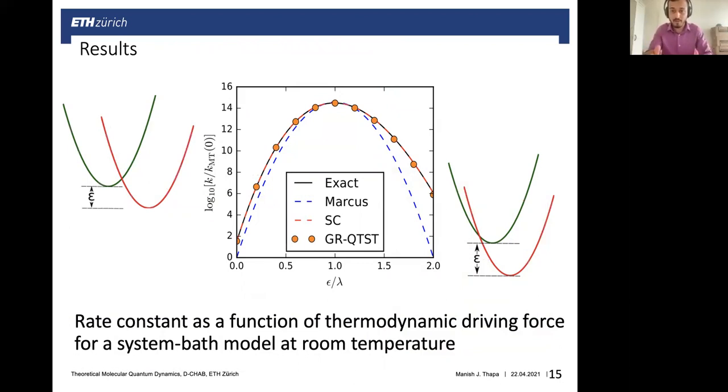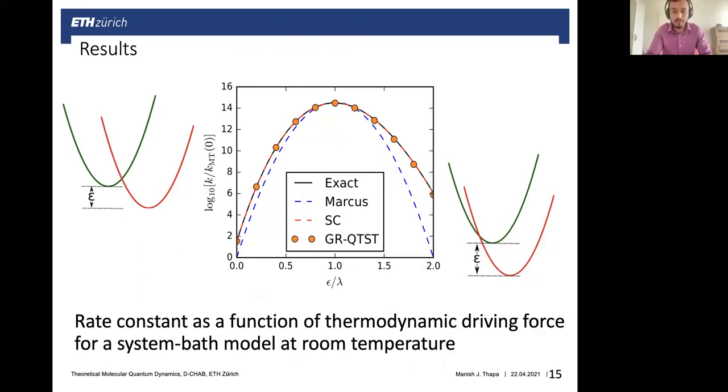Again, you keep lowering, and the rate is going to decrease, right? As you can see here. So on the x-axis you have thermal driving force and the rates, and this blue curve is the Marcus theory, which is the classical approach. Black, which I guess is too difficult to see, is the exact approach, comes from solving the Schrodinger equation, and SC is the semi-classical instanton approach, and GRQTST is our new approach, right?